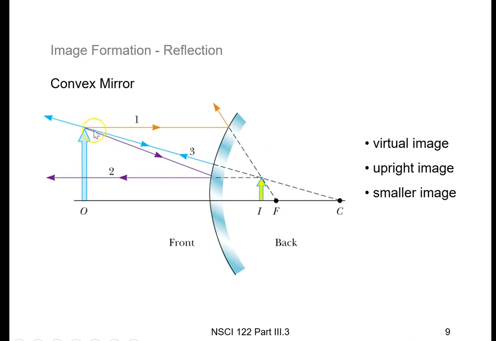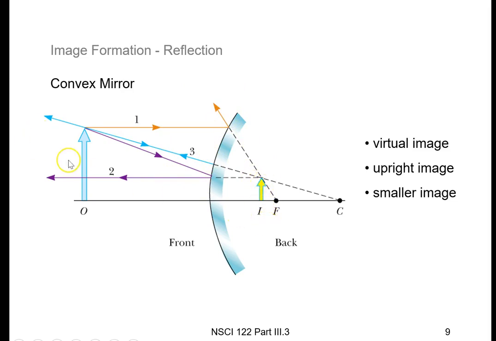And you just do the ray traces, the same 3 ray traces. I'm not going to go into detail there. You can trace these if you want. You should see that these rays are diverging as they leave the mirror. If you trace them backwards, boom, they appear to come from right there. So that's where the image is going to be.